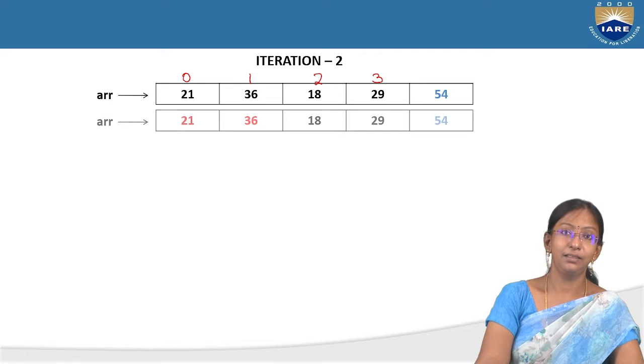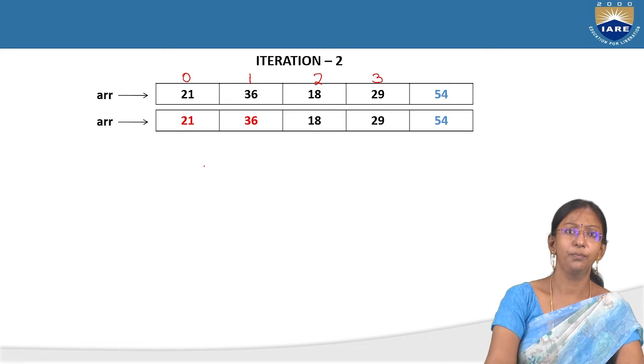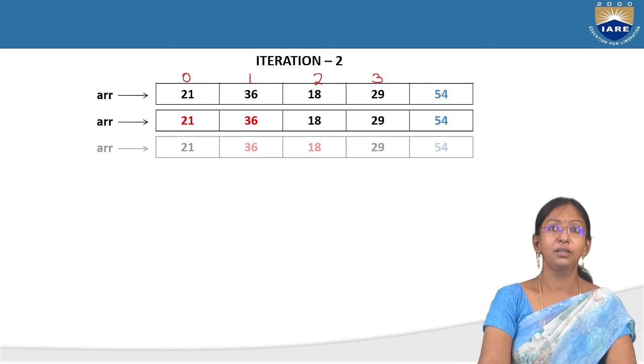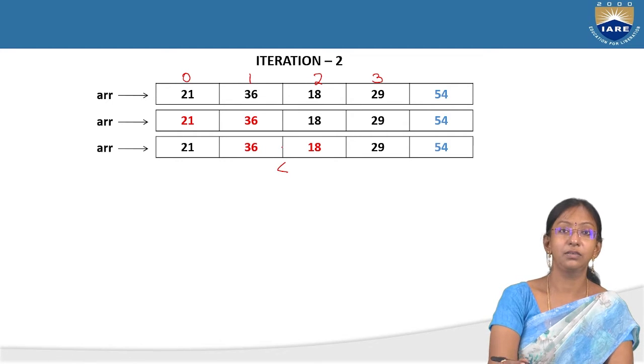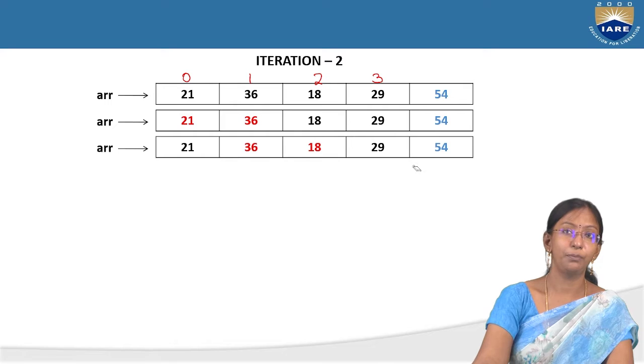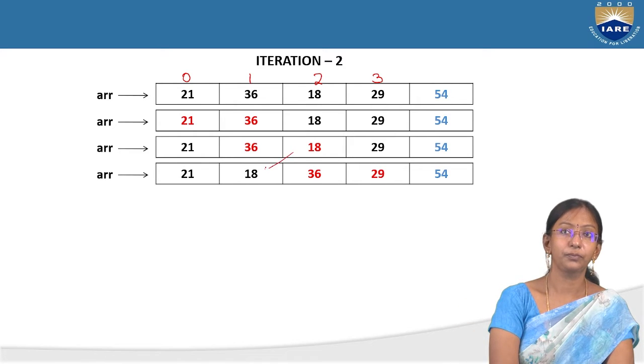Consider 21 and 36. Check for the less than relation. Yes, 21 is less than 36. I need not do any swap. Now, comparison between 36 and 18. Is 36 less than 18? It's not less than 18, the condition fails. As the condition fails, I have to swap them. I swap it. You can see that I have swapped the elements, right?